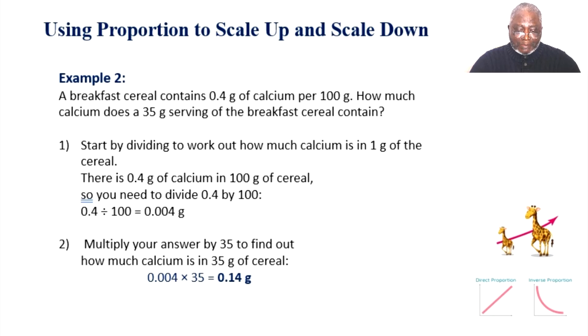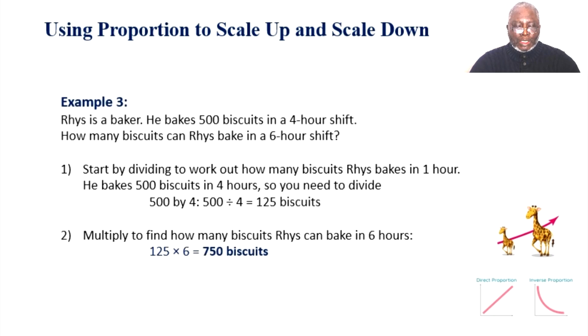Secondly, multiply your answer by 35 to find out how much calcium is in 35 grams of cereal, and that is 0.004 times 35, which is 0.14 grams. I'm beginning to enjoy this, I hope you are.